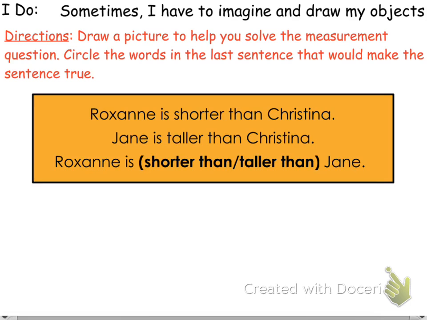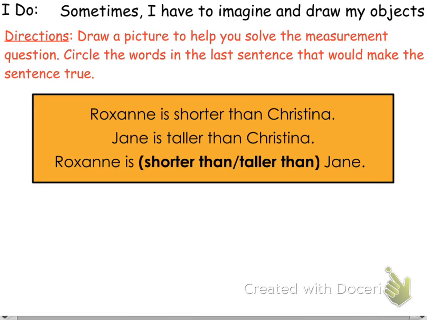So, looking at this, we're going to have some sentences that are going to help us draw a picture. Sometimes we're going to have to imagine and draw objects from our word problem. So our directions are to draw a picture to help us solve the measurement question, circle the words in the last sentence that would make the sentence true.